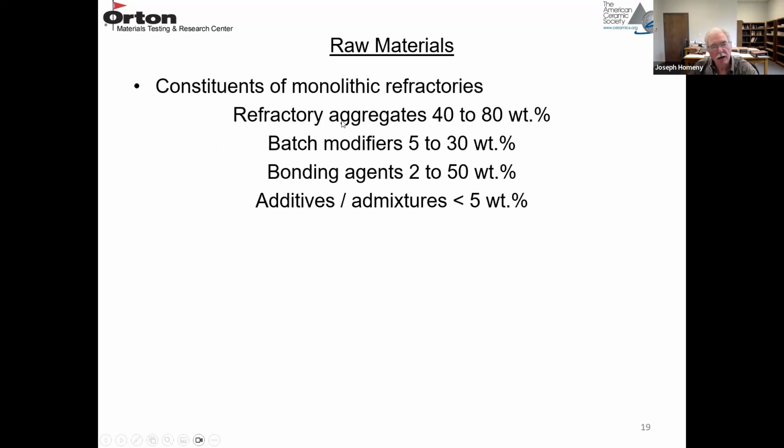And usually the refractory aggregate is about 40 to 80 weight% of the monolithic. Batch modifiers, this is for the matrix, maybe 5 to 30 weight%. Bonding agents like the calcium aluminate cement, maybe 2 to 50 weight%. And then additives to accelerate reactions or retard reactions or enhance flow. Additives also would include antioxidation agents. These are present in a small amount, less than 5 weight%.